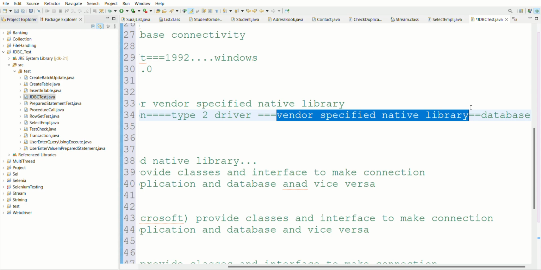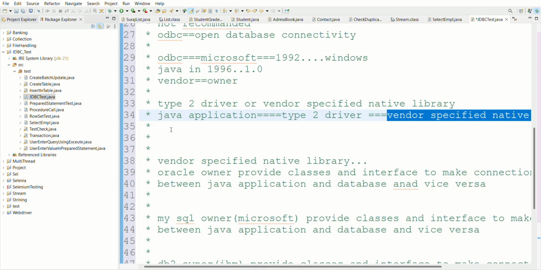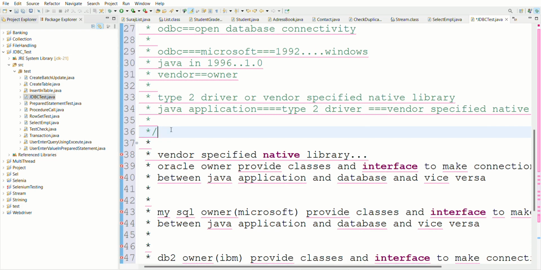IBM has provided different classes and interfaces for DB2. Oracle has given a different implementation. MySQL has given a different implementation. That's how the type 2 driver works. But this makes the type 2 driver database dependent.